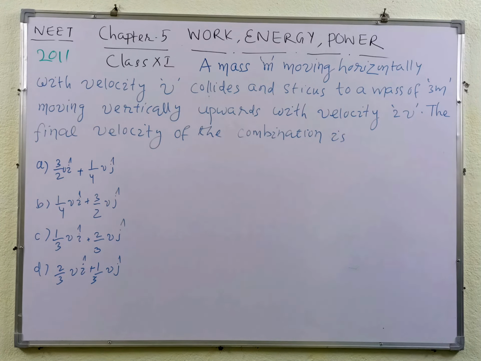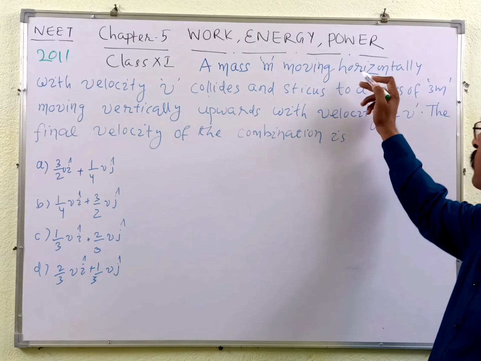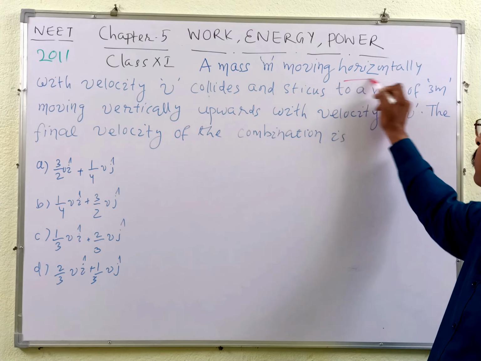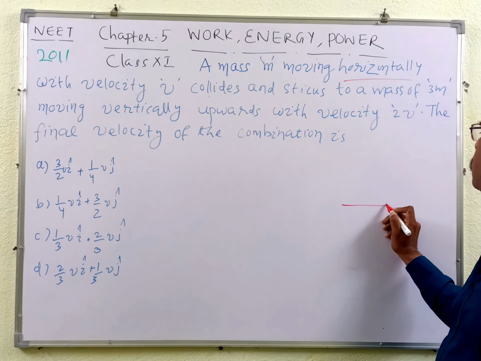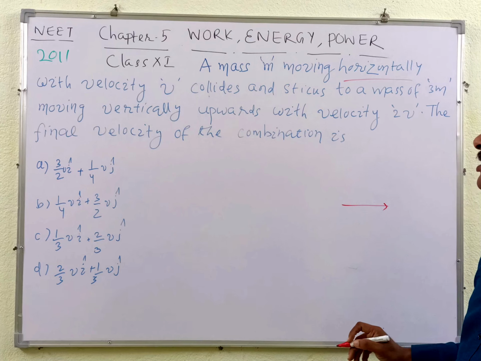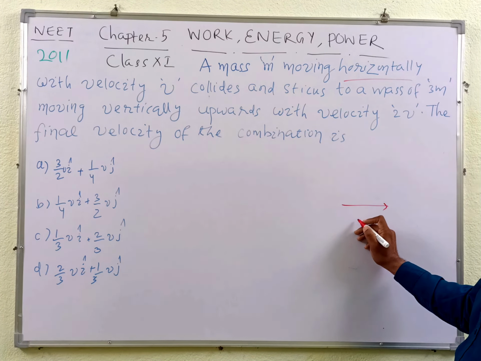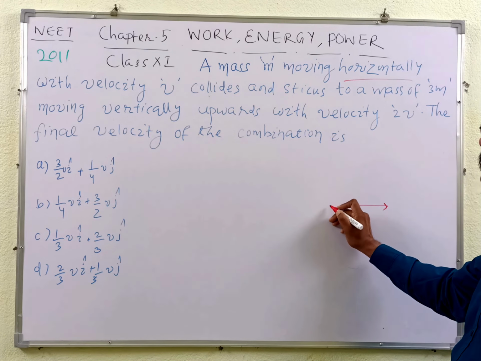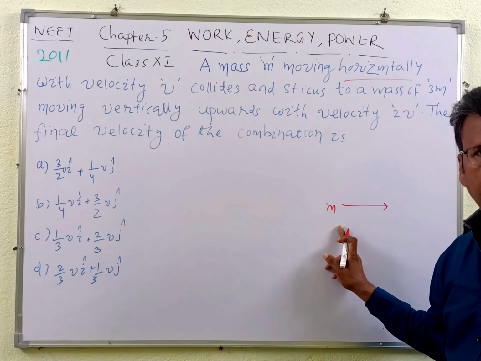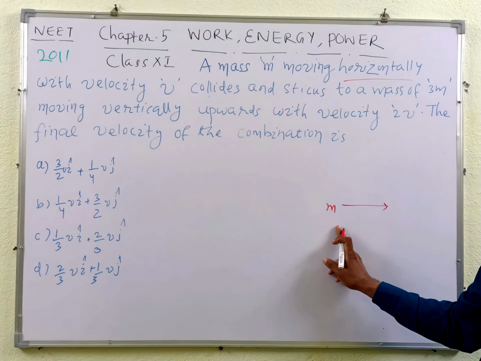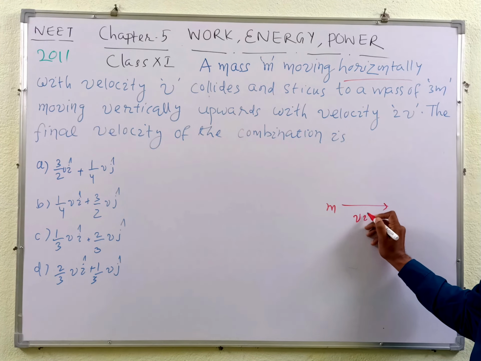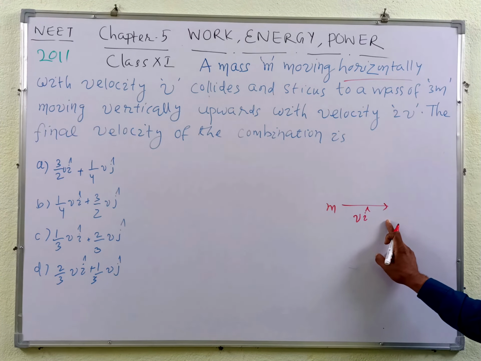Students, the first mass m is moving horizontally. That means it is moving along the x-axis with velocity v. So we may write the velocity of the first mass m as v i cap, because we know i cap is the unit vector along the x-axis.